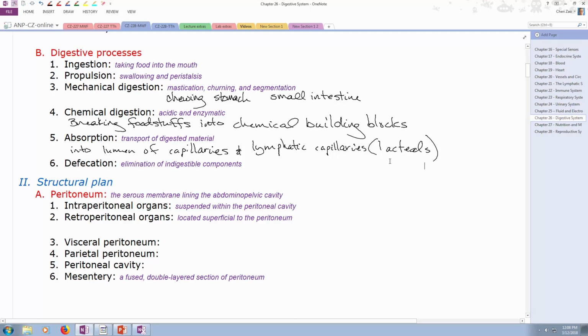Defecation, elimination of indigestible components. What if you have an imperforate anus? Have you guys ever heard of that? There are actually babies born that have no anal opening. And so defecation is a process that they cannot participate in and they have to undergo surgery. So all of these things, I know they seem rather simple to talk about, but there are actually people who have difficulties in every single one of these areas because of some sort of congenital defect.